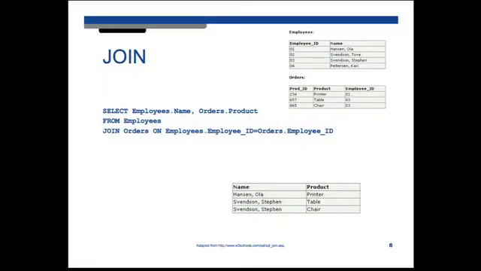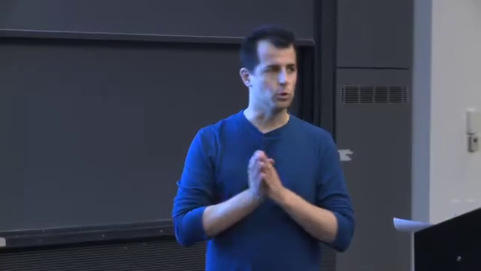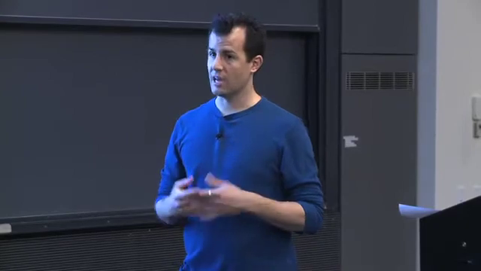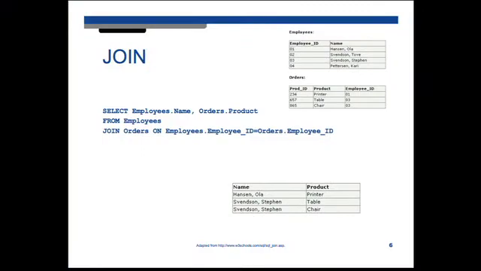Suppose that Stephen was fired. He no longer works at the company, so you go ahead and delete him from the employees table. You probably don't want to lose his entire sales history, because if you're trying to balance the books, you want to know what you sold and who sold it, even if that person's not there. But the problem is that if Stephen is not in the employees table anymore, and you do a join on employee ID, those rows are going to disappear. They will not appear in the output, and we won't know that Stephen sold both a table and a chair.